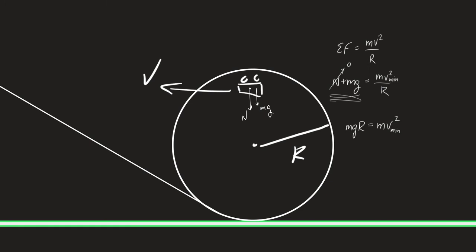I'm going to note that the object has gravitational potential and kinetic. How much gravitational potential? Well, it is located 2r from the ground, it looks like. And it has to be moving with a minimum speed of 1/2 m v min squared. That all has to be true.